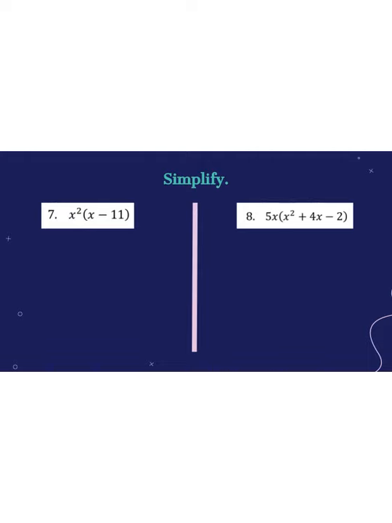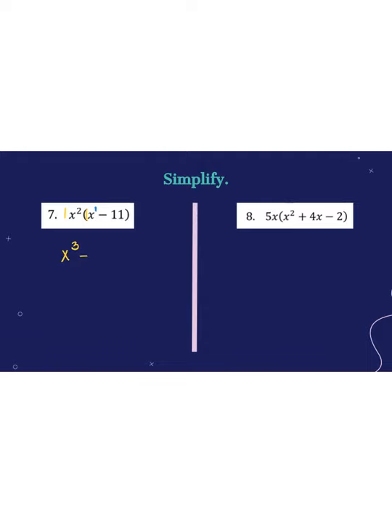Okay, so let's look at this number 7. So we have x squared on the outside, and then x minus 11 on the inside of the parentheses. So remember, there's no number in front, so I know I have a 1 right here, and I have a 1 right here. Well, 1 times 1 is 1, so we don't really even have to represent that. We can, but we don't have to. And then if I look at my x's, I have x squared already, and then I have x to the first.